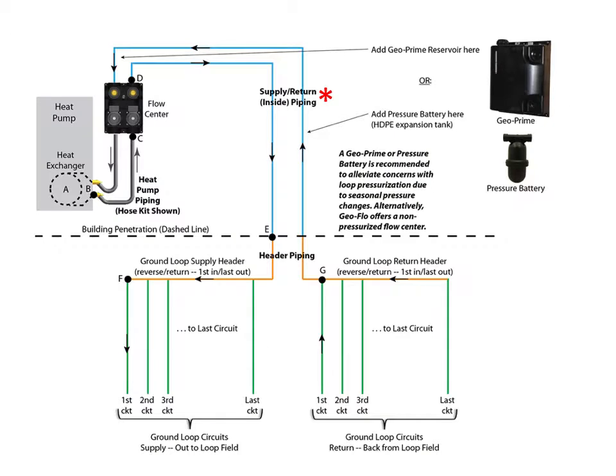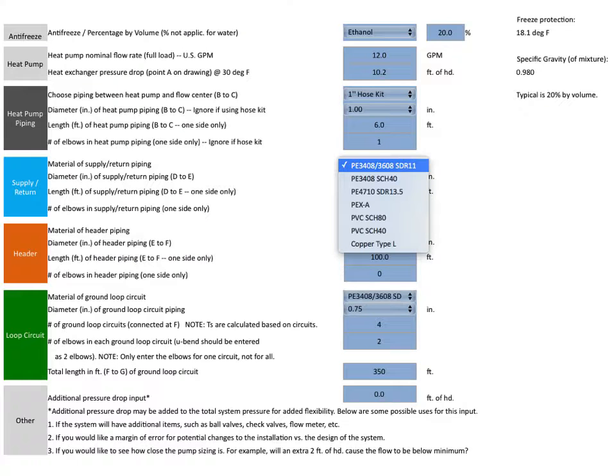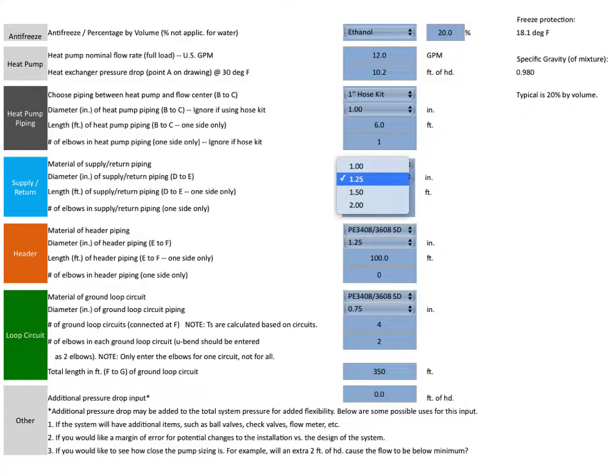All right, so now we're ready for the blue piping. You can see here the red asterisks again. We're looking at this blue piping from the flow center over to the building penetration. And again, we have a drop-down list. In this case, we're going to pick polyethylene 3408. We could have picked all these other choices as well. And now we need a size. For this 4-ton system, we'll use 1¼ high-density polyethylene.